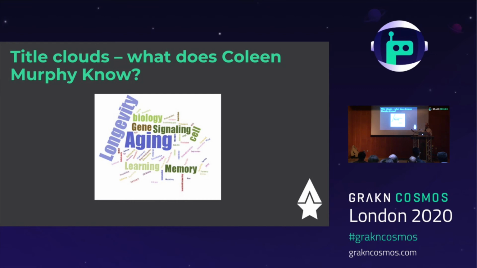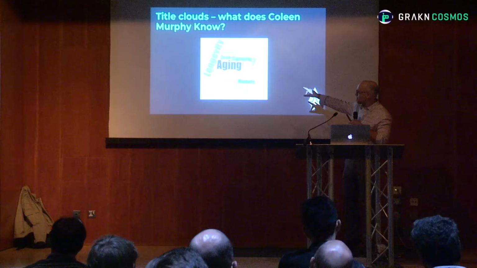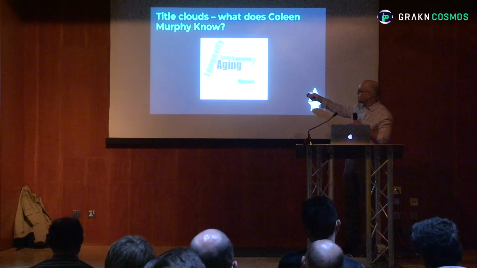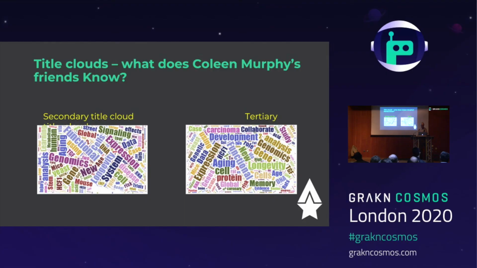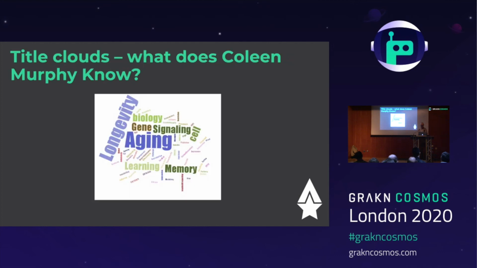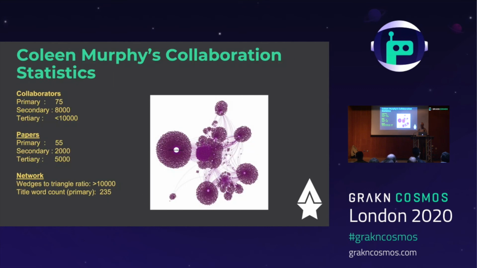We can also pull out word clouds, which is a popular way to do this. You can do this in bar graphs as well, but you can see that Colleen Murphy studies aging, longevity, and genes. You can do this at different levels. It gets a little bit more messy if you look at her other networks, but we can pull this right out of the title. So you can do NLP on the titles and see if people are doing what they want. This is just to show you, I can get a full suite of analytics off of her graph.